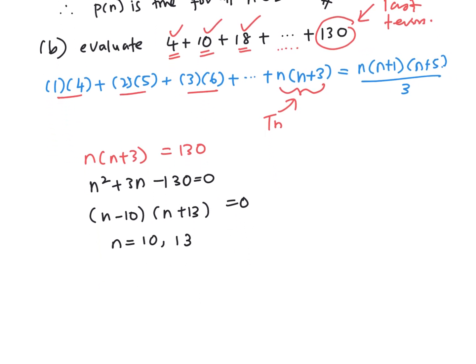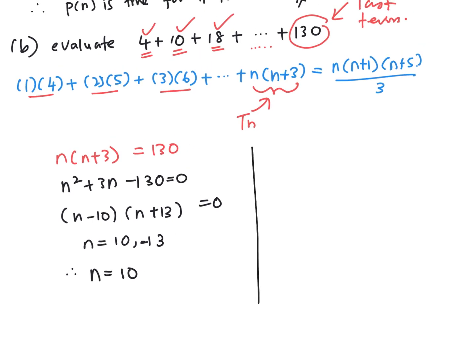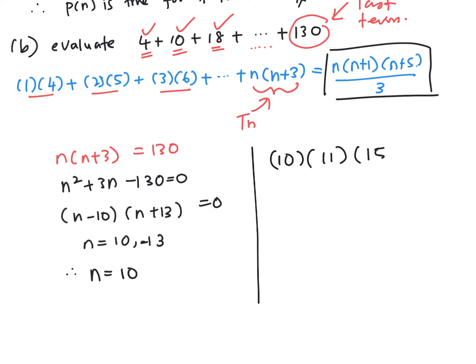Okay, so this is the number of terms, should be positive, negative? Should be positive. Therefore, we are going to choose n equals to 10. Okay, so once we get this value, n is equals to 10, we can now replace in terms of this equation. Okay, so that all the things given, 4 plus 10 plus 18 plus until 130 will be equals to 10, 10 plus 1, okay, that one is 11, 10 plus 5, it is 15, divide with 3. Okay, so you will calculate for this, and then the summations of the first term until 130 will be equals to 550. Okay, with that we settle for this question.